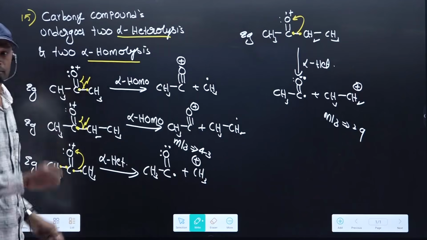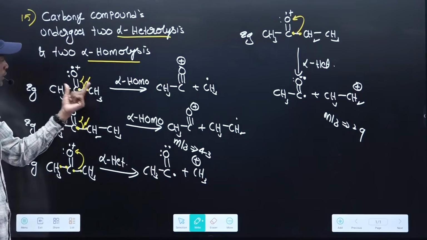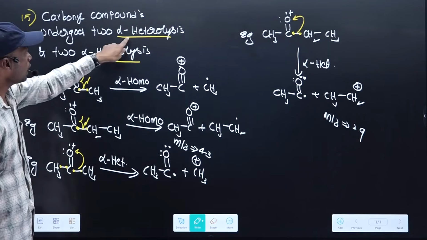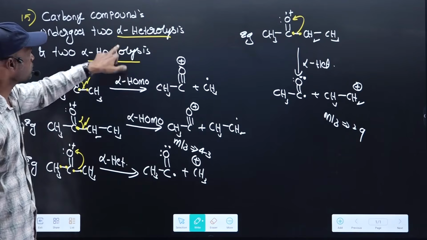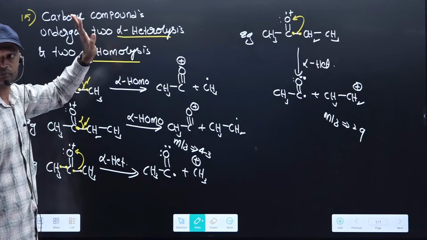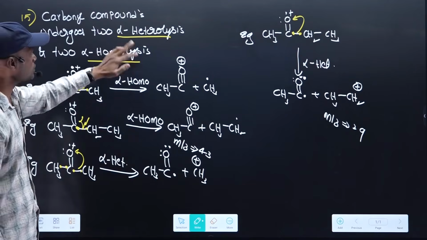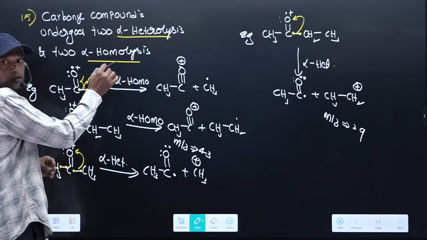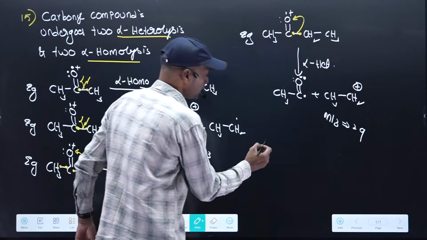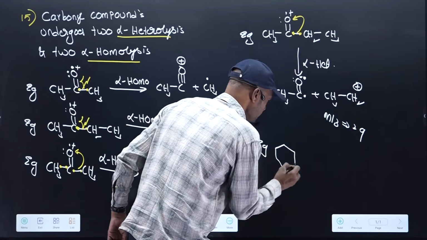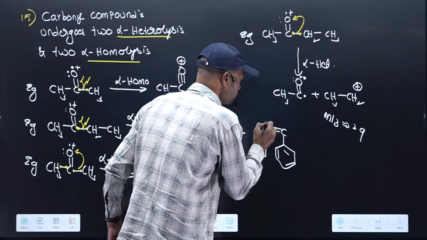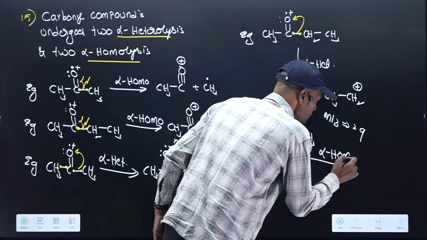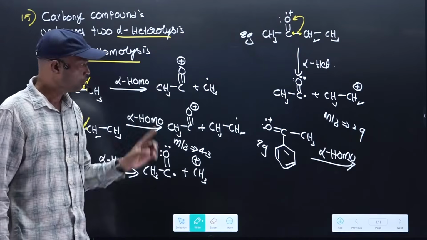So only one point you need to remember for any carbonyl compound: cleaving the alpha bond is the most important one. Out of these two, alpha homolysis is preferred over heterolysis. So in your examination, if they give heterolysis and homolysis, both are possible, but the intense peak belongs to which one? Alpha homolysis. Suppose I take a carbonyl compound having a benzene. This is benzene, here C double bond O, radical cation, and this is CH3. Now alpha homolysis predominates as compared to heterolysis. Now which side should I break here?